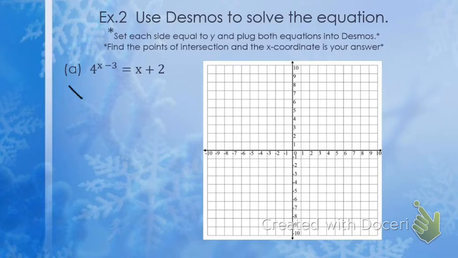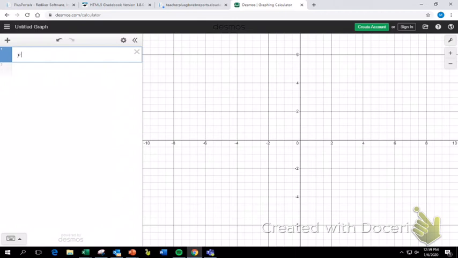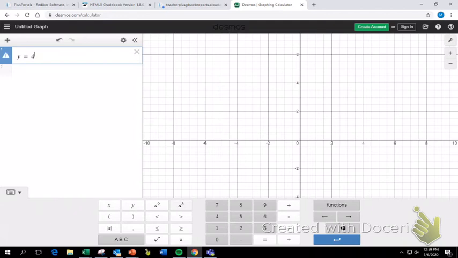So that means y equals 4 to the power of x minus 3 is one equation, and y equals x plus 2 is your other equation. So make sure you set both sides equal to y, then you're plugging two separate equations into Desmos. All right, now if you remember, we're going to put in y equals 4. But if you hit the keyboard button, remember, there's an a squared option and there's an a to the power of b. Well, we're not trying to square this, so we don't want to hit that button. We actually want to hit a to the power of b, which will allow us to raise this to any power that we want.